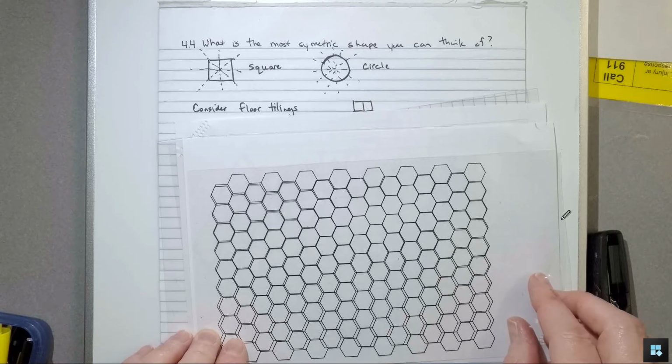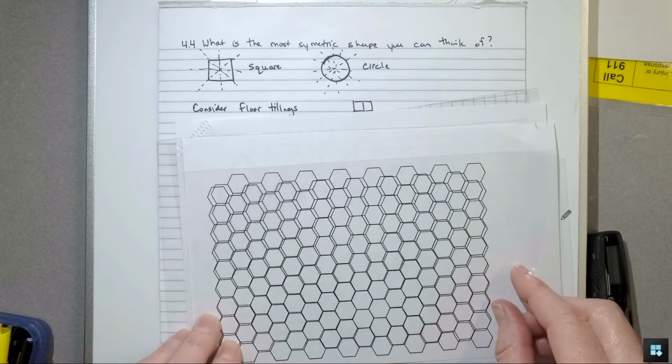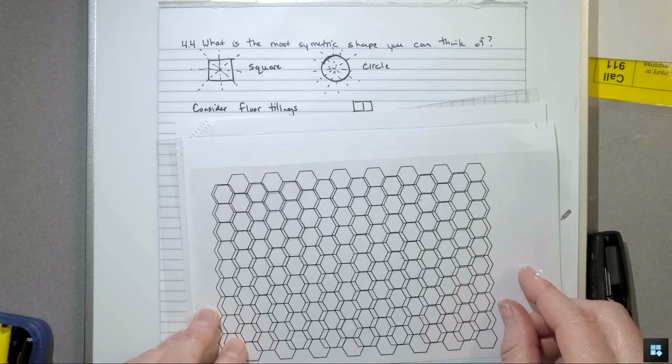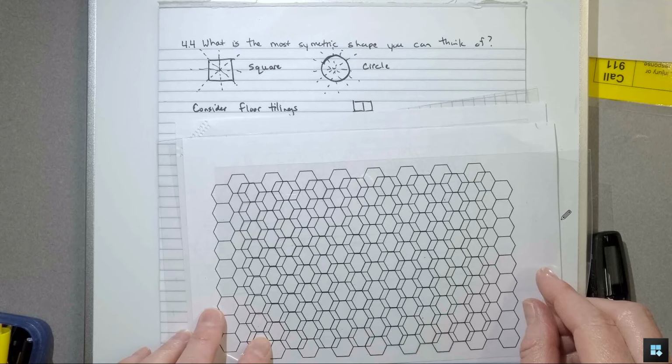Did anybody try left and right? Did that work? I didn't try left and right. Let's try left and right. Okay, so left and right works.